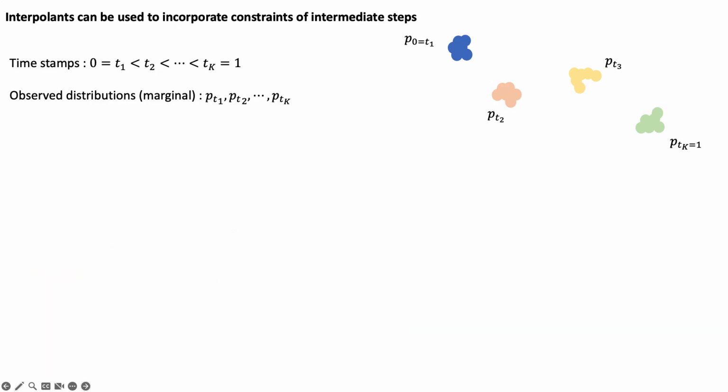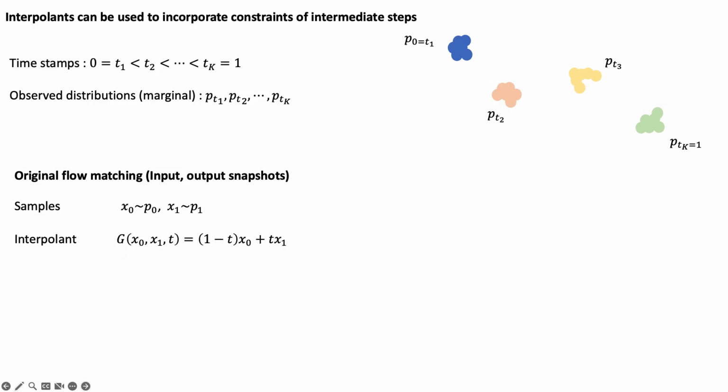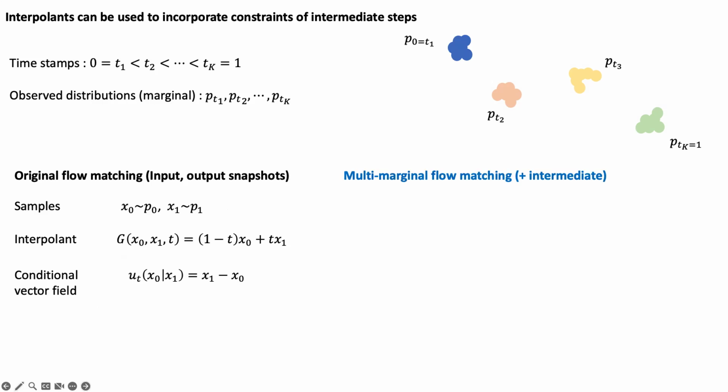Okay, so why do we do this? In the original flow matching, you have samples from input and output. And for instance, if you take the optimal transport conditional probability vector field, the interpolant is defined just like this, where the conditional vector field is like this.